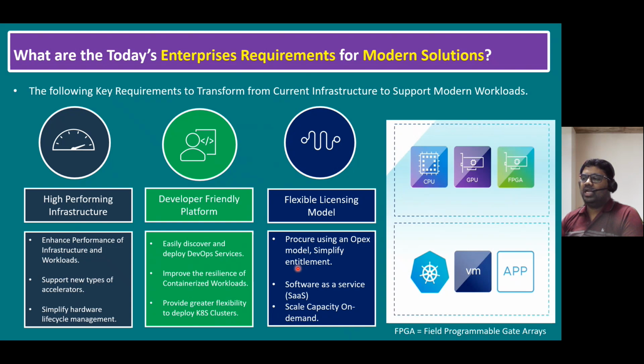And simplified entitlements. And also they are looking for software as a service. Nowadays, most enterprise requirements include anything as a service. The most common requirement is software as a service. And scaling capacity on demand. They want to scale up or scale down, either horizontal scaling or vertical scaling. This is also a common requirement.